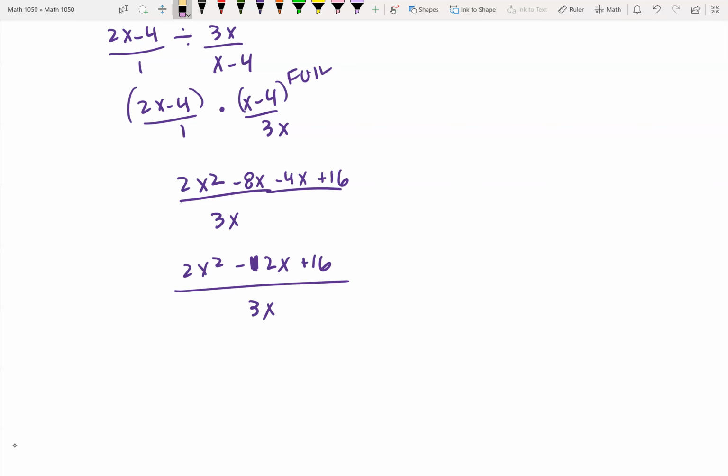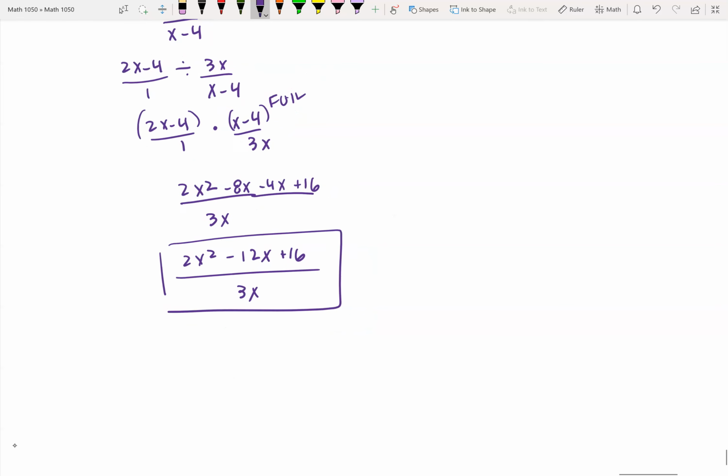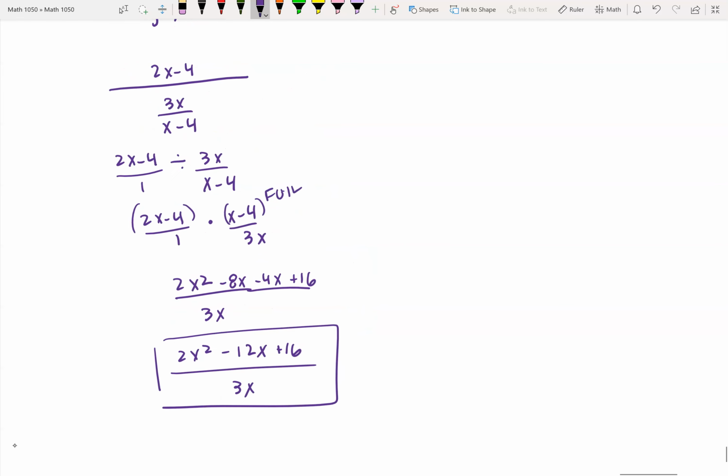Nothing will cancel because there is not a number that goes into 2, 12, 16, and 3. And you can't take out any x's because this 16 does not have an x, okay? They are not asking me for domain, so that's the answer.